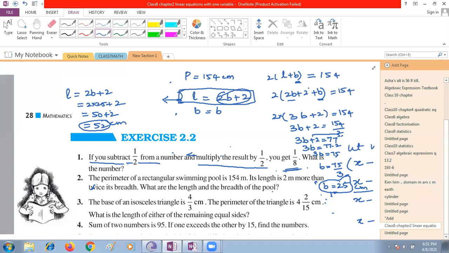Ma'am, I did it in another way. What is the way? Ma'am, here it shows 2 into 2b plus 2 plus b. I did it as 4b plus 4 plus 2b equal to 154. Ma'am, even I did the exact same. You just multiplied, that's all, right? Yes, ma'am. You can do the same values only.